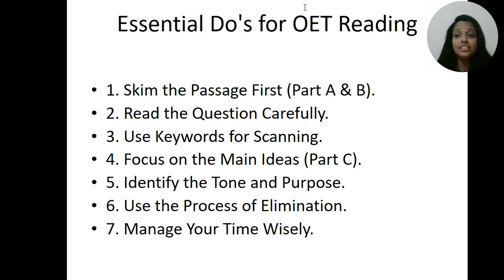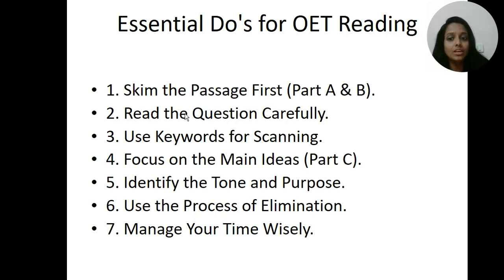Okay? So let's see some of the do's that you have to do for OET reading. Skim the passage first. Before diving into questions, quickly skim the passage to get a general idea of what it's about. Look for headings, subheadings, and bolded or italicized words. So, skimming allows you to identify the structure of the text and get a sense of what to expect in questions. So, it's very essential for time management.